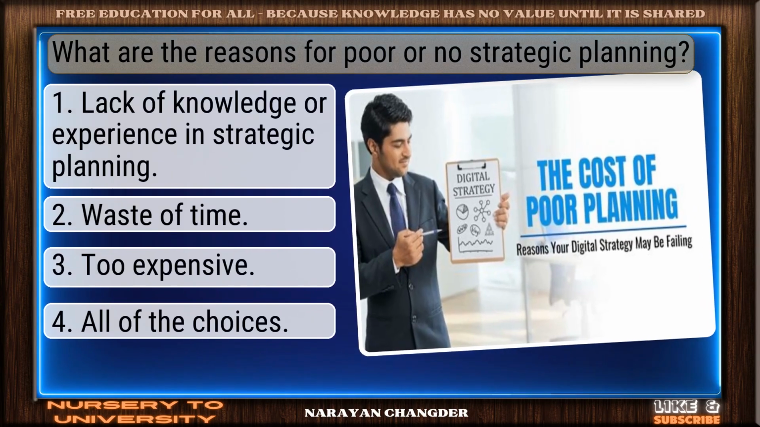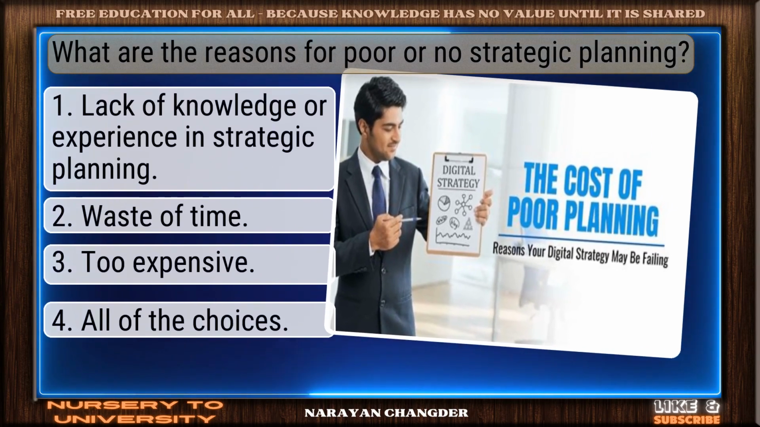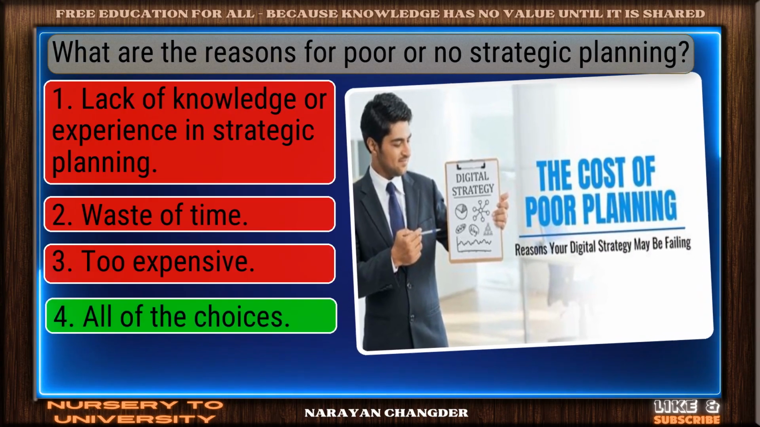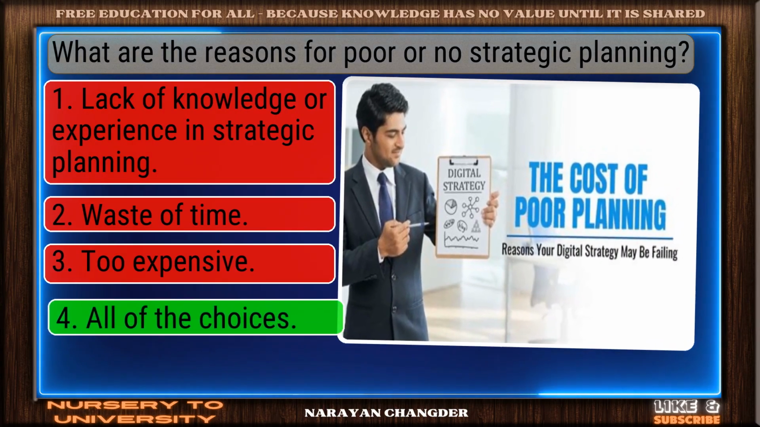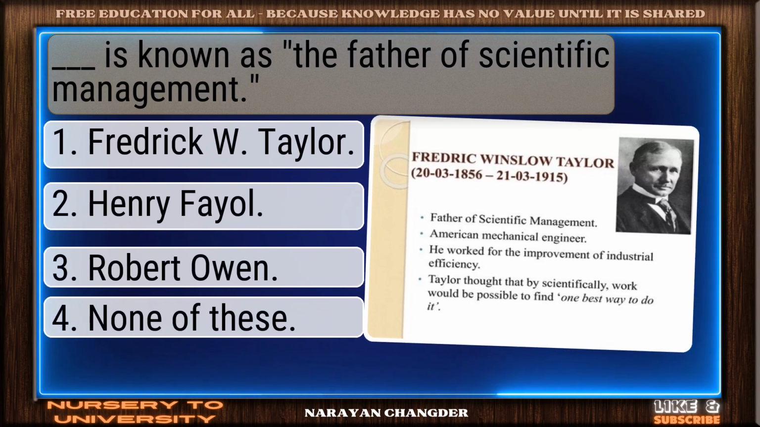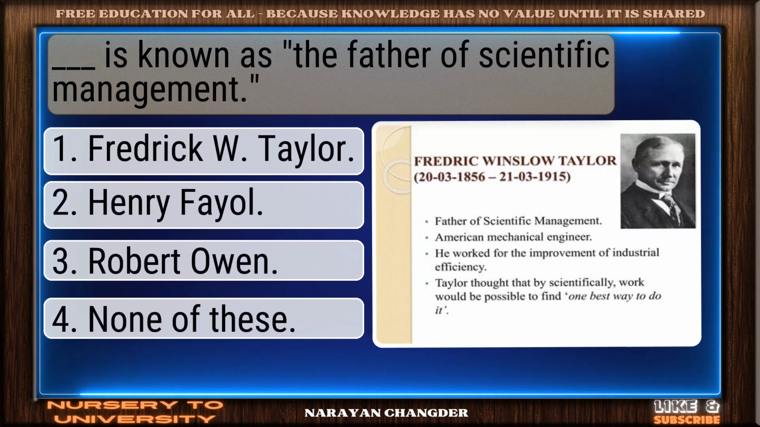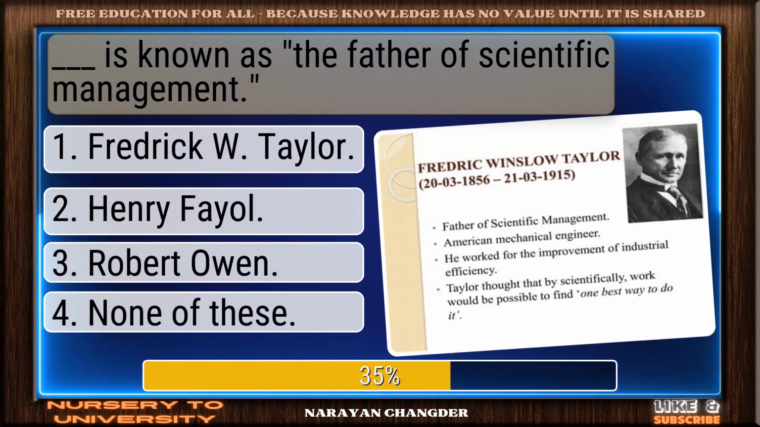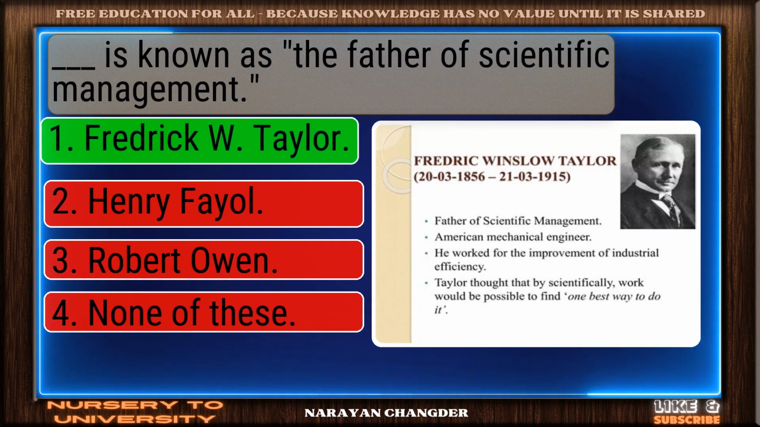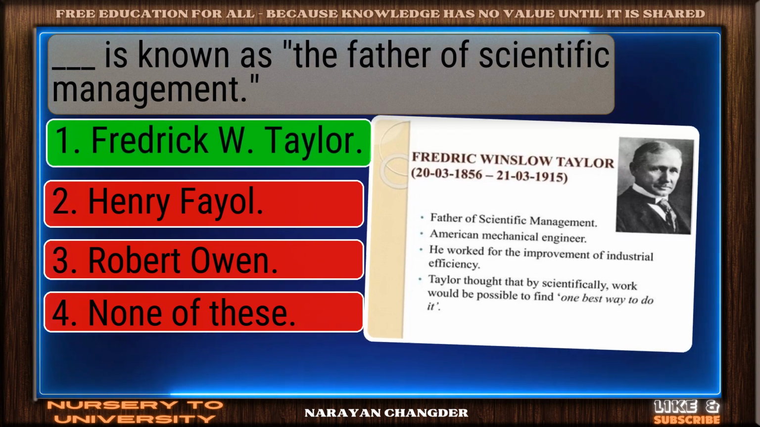What are the reasons for poor or no strategic planning? Correct. All of the choices is the right answer. Dash is known as the father of scientific management. You chose Frederick W. Taylor, and it is correct.